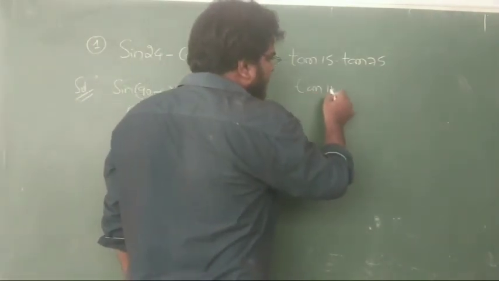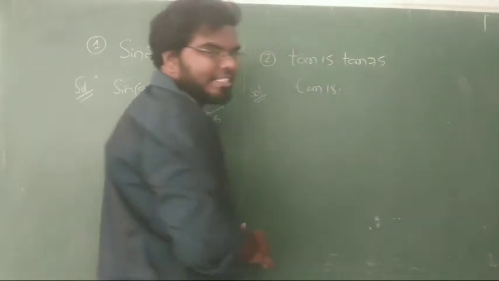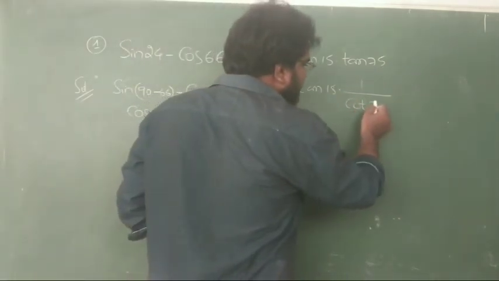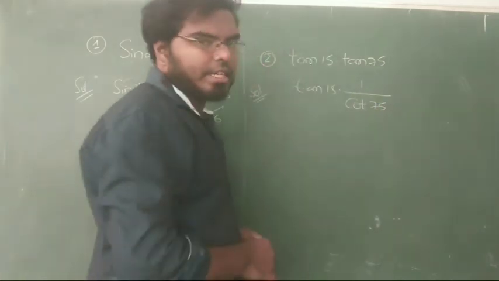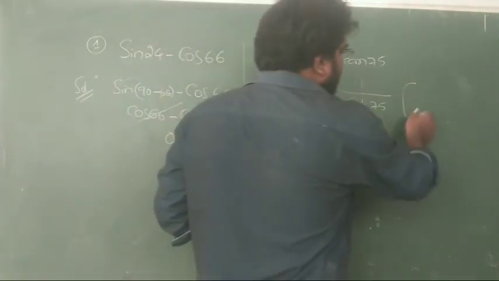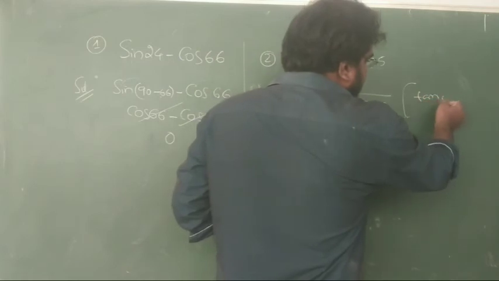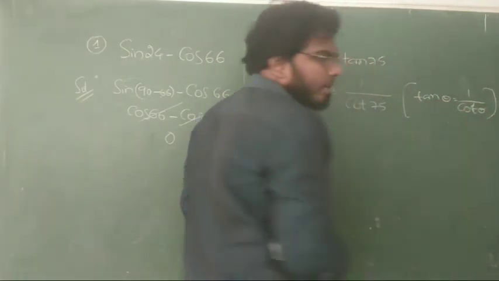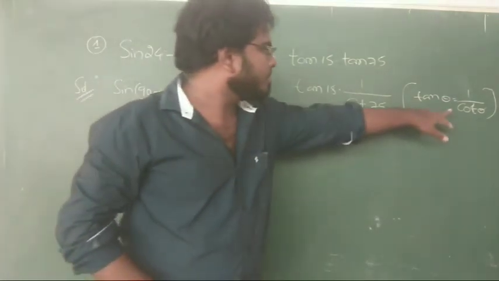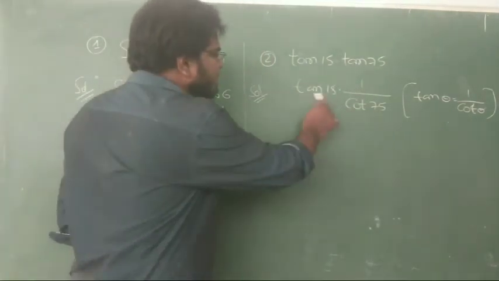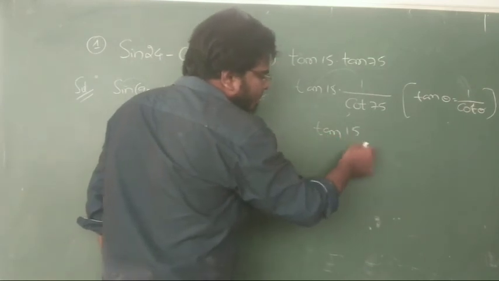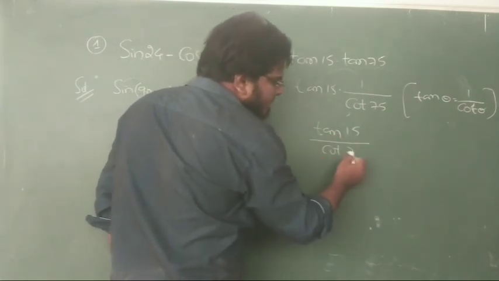Right. The same way here. Tan 15, but instead of tan 75, we can write 1 by cot 75. Is it clear now? Already we learned this one: tan theta is equal to 1 by cot theta. Now this becomes the exact problem we want, tan 15 by cot 75.